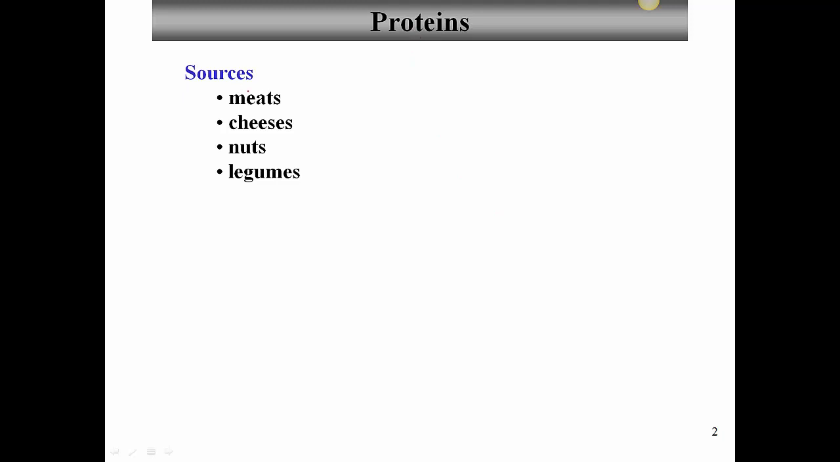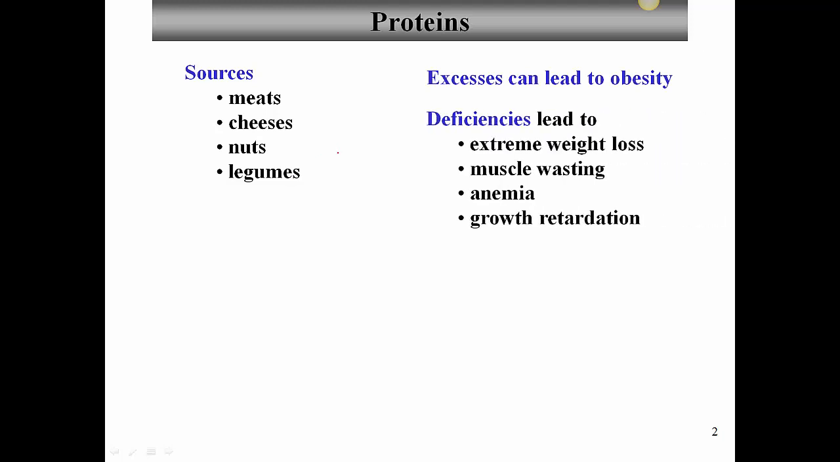Some of the sources of proteins include meats, cheeses, nuts, legumes. Legumes are beans, peas, soybeans. Any excesses of protein, as you might guess, can lead to obesity. We talked about the pathways of interconversion at the very beginning of this lecture in Part 1. So naturally, excesses of proteins can also lead to obesity.